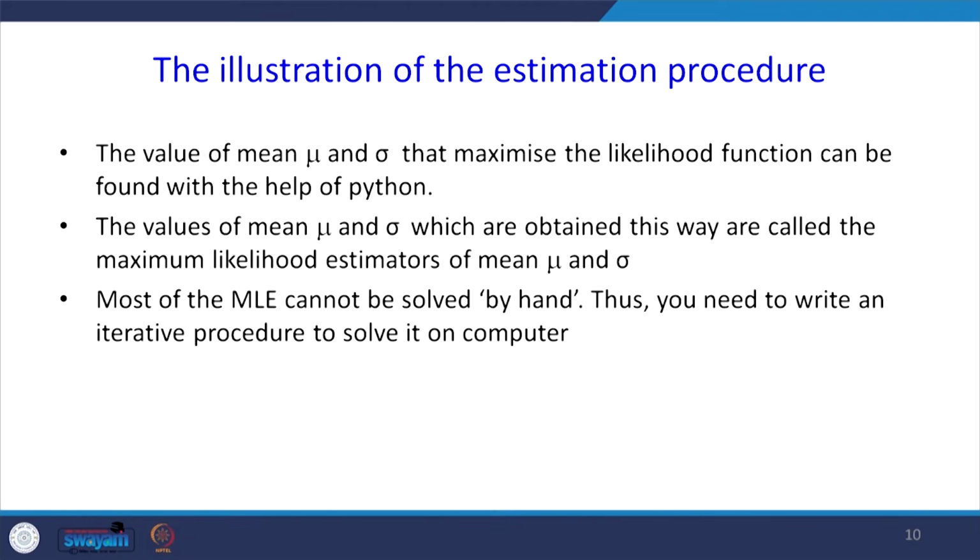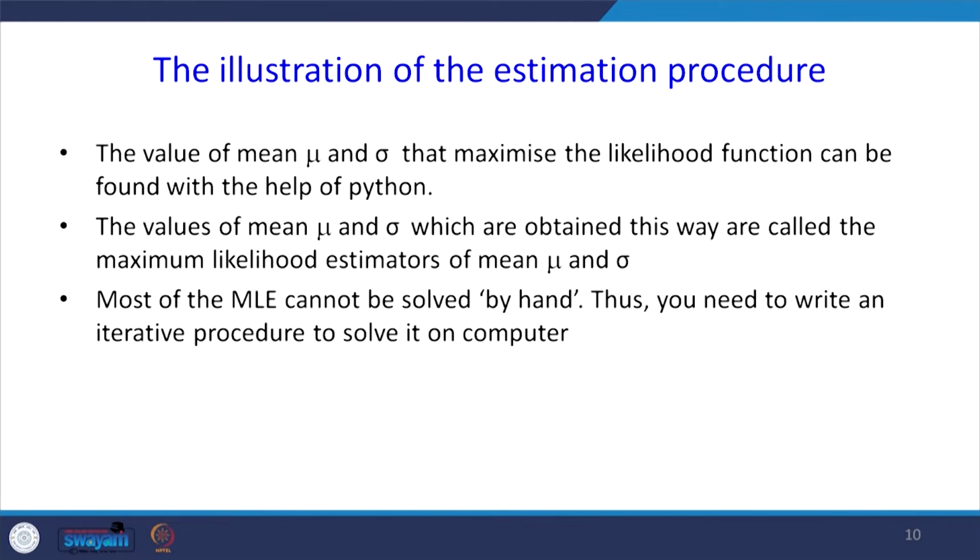The values of the mean mu and sigma that maximize the likelihood function can be found with the help of Python. At the end of the class, I am going to show an example for a regression equation. The values of mu and sigma which are obtained this way are called the maximum likelihood estimators of mean mu and sigma. Most MLEs cannot be solved by hand.